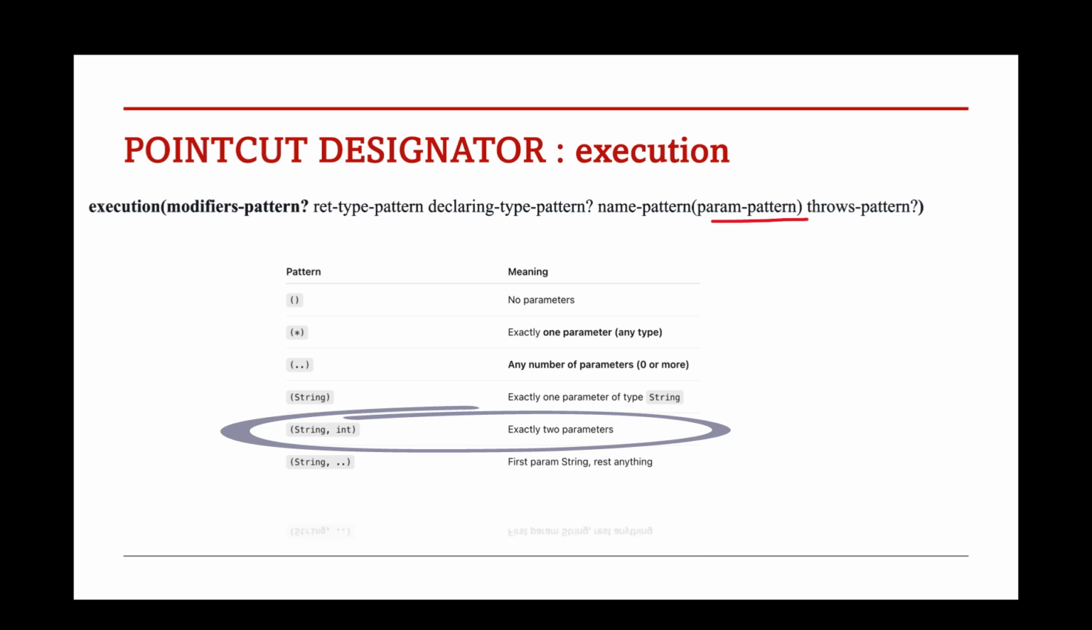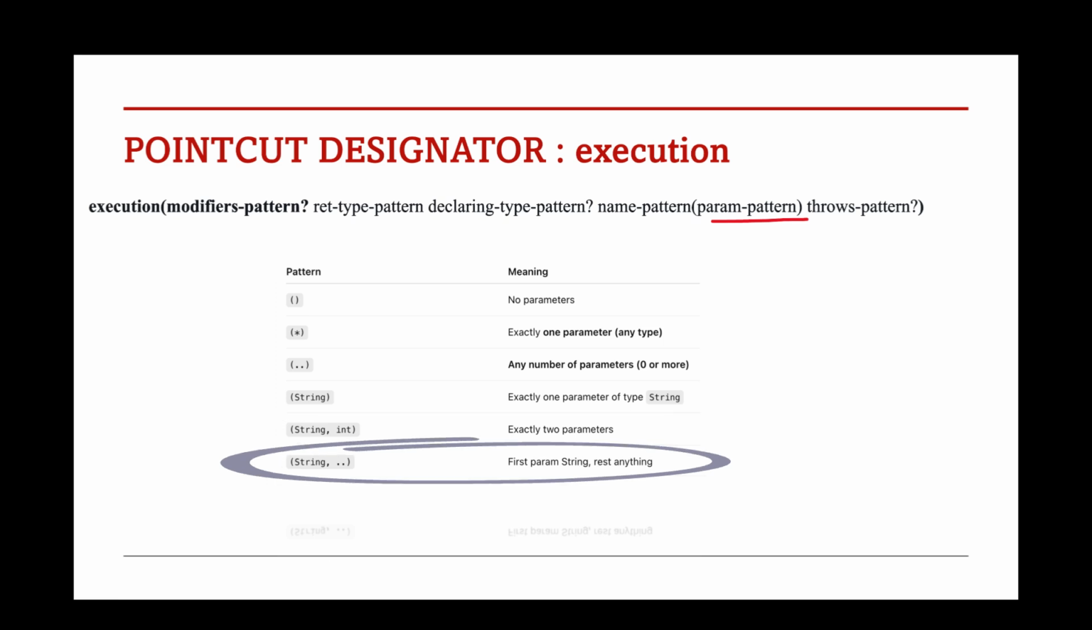Match methods that take exactly a String followed by an int. Exact order. Exact types. Both required. Combination, String and double dot. This is very powerful. It means, match methods that take a String as the first parameter, followed by any number of additional parameters of any type.